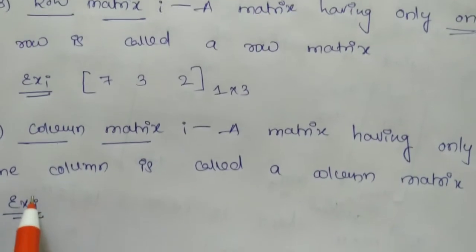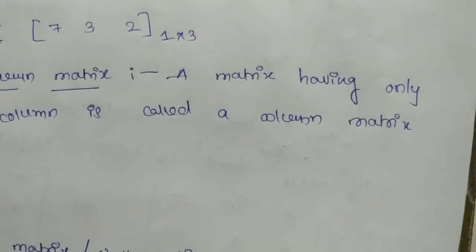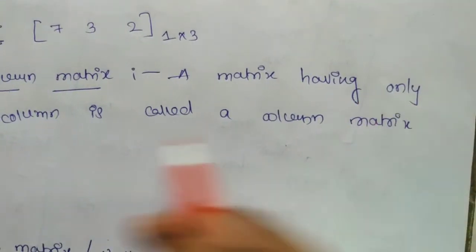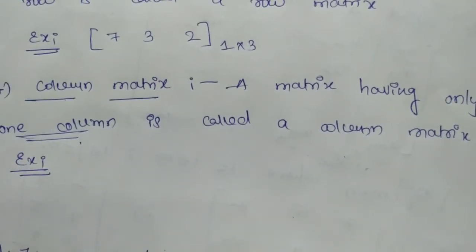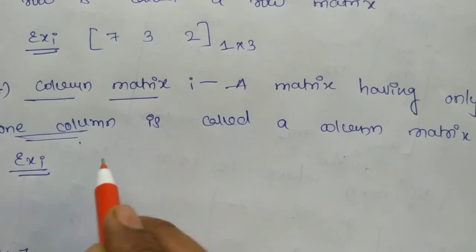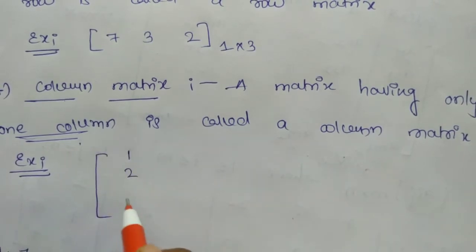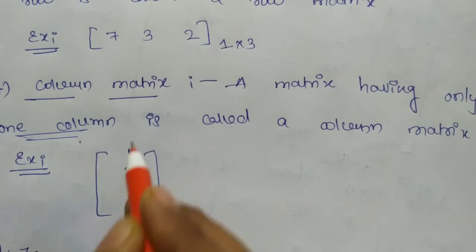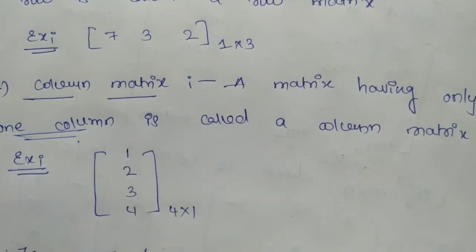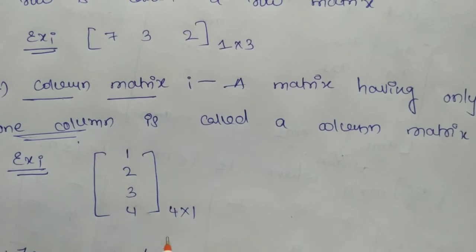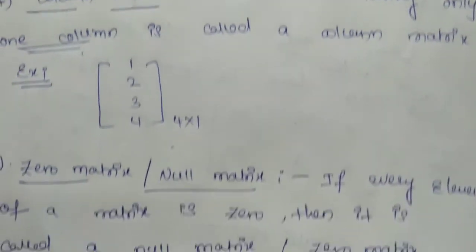Next one, column matrix. A matrix which is having only one column is called a column matrix. Here I am taking one example. Column matrix example: 1, 2, 3, 4. So in this, how many rows are here? Rows are 4 and column is only 1. So this is called column matrix.